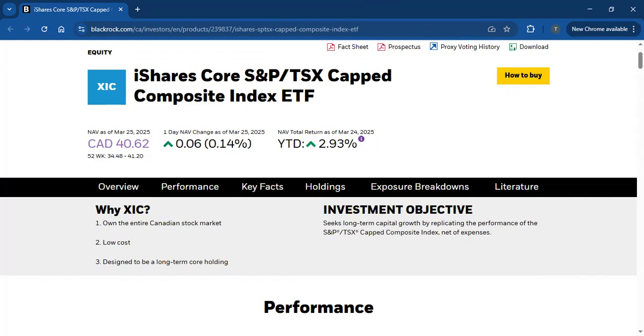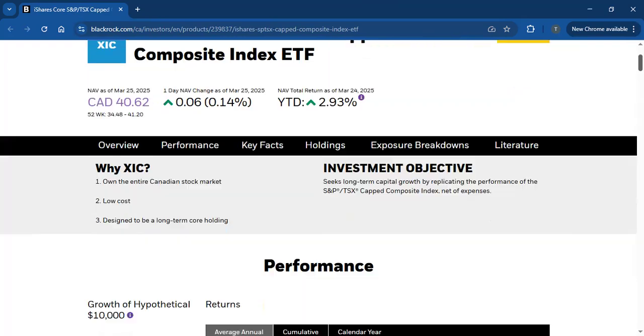So let's begin by looking at the overview, performance, key factors, holdings, exposure, and the literature. All of this will really help you make a decision on whether you want to buy XIC or not. And if you want to buy it, what is making you make that decision? That's the whole point of this analysis.